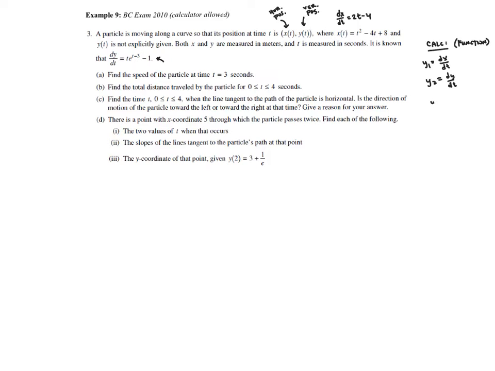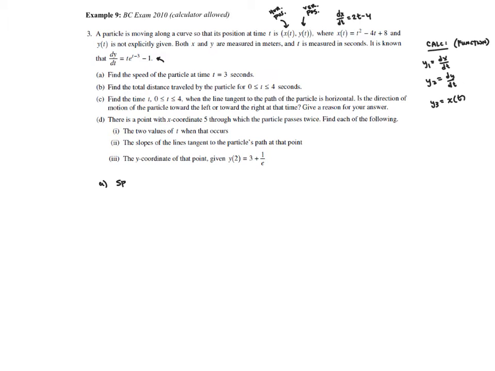In y3, just in case I need to use it for a quick reference, I'm going to put in x of t: x squared minus 4x plus 8. Okay, so I've got all those available to me if I need it. So let's look at part A. Part A says find the speed of the particle.